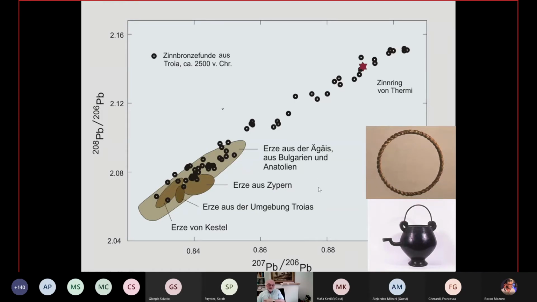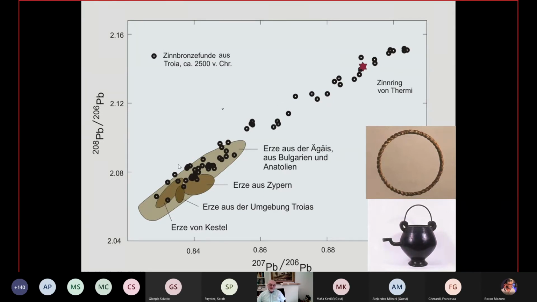Now the question is, of course, does the addition of tin change the lead isotope ratios? The answer is generally no. The tin ores that were used in those times, namely cassiterite, are very low in lead. In addition, the tin is only about 10% of the composition of tin bronze, so it does not change the isotope composition of the copper. And in addition, we have analyzed this earliest object made of tin, the tin bangle from Thermi, and it also has an outlier isotope composition.